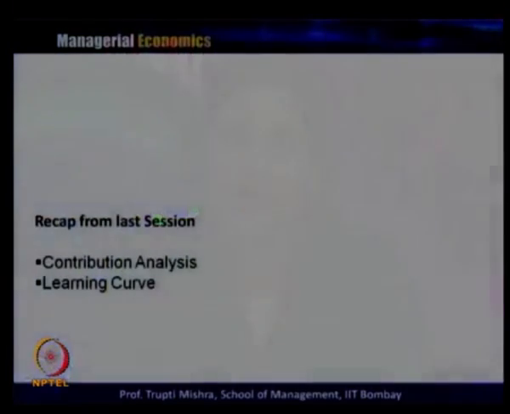So in the previous class we discussed different cost analysis like short run and long run cost analysis. Then we discussed that while the long run average cost curve is U shape, what is the evidence of economies of scale and diseconomies of scale, and the different kinds of average cost. Then we talked about the contribution analysis, specifically the PV ratio, and then we talked about the learning curve, which is the other way to analyze the long run average cost curve.